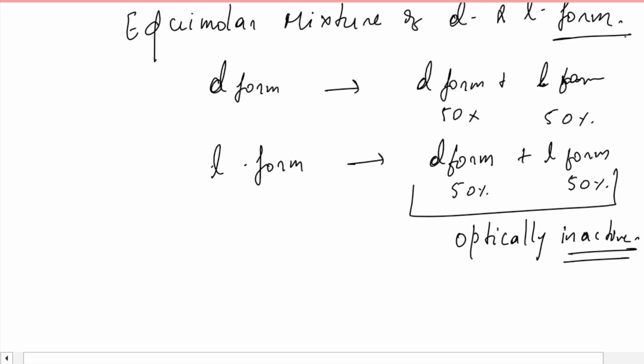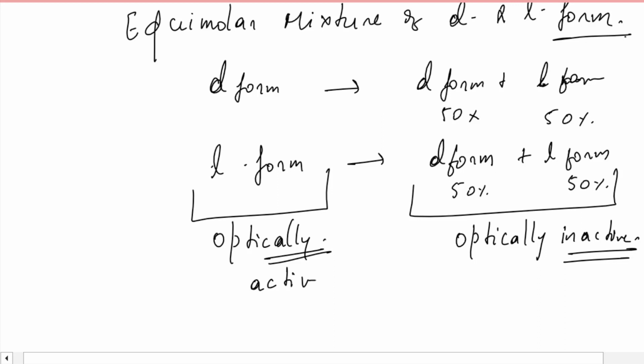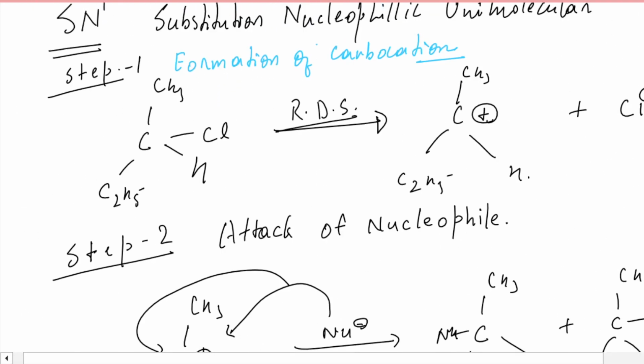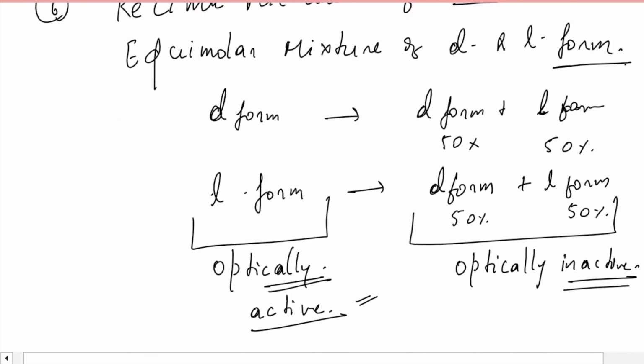Even though the molecule is chiral here also, it is still optically inactive because the D and L forms are present in equimolar amount, and this is an optically inactive mixture. So if the reaction proceeds by SN1 mechanism, the solution loses its optical activity and will not rotate the plane polarized light any further. That's about the SN1 reaction.